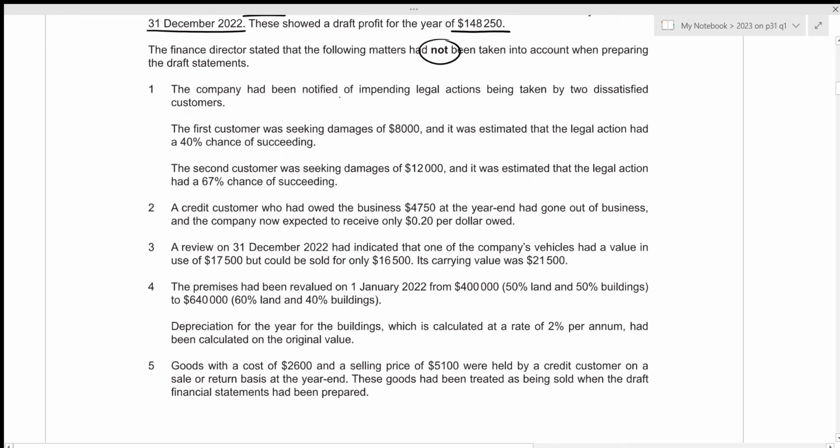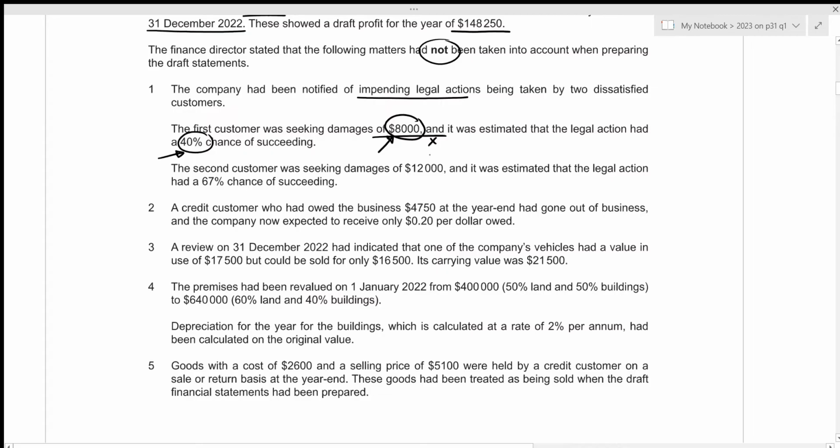The first one is the company had been notified of impending legal actions being taken by 2 dissatisfied customers. The first customer was seeking damages of 8,000. And it was estimated that the legal action had a 40% chance of succeeding. Remember that the chance of succeeding should be greater than 50% for us to consider this amount of damage as part of our contingent liability, as per International Accounting Standard 37, provisions, contingent liabilities, and contingent assets. But in this case, the chance of succeeding for the first customer is only 40%, which means that there's a higher chance that the company will not have to pay this amount of 8,000, due to which we do not consider this value under our correction, because we do not consider it to be a contingent liability for the company.